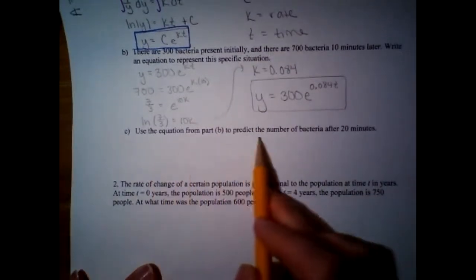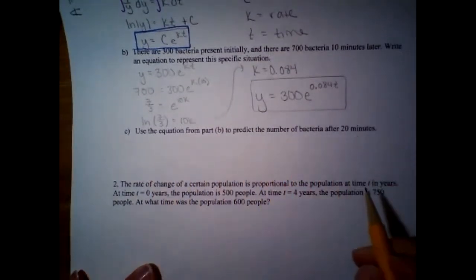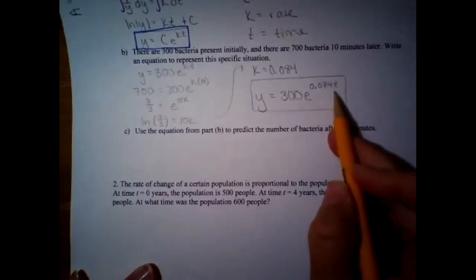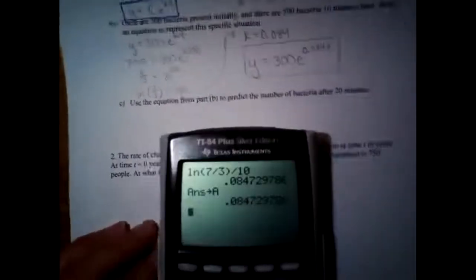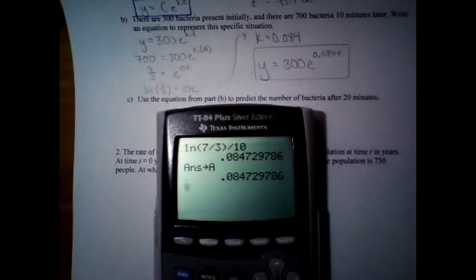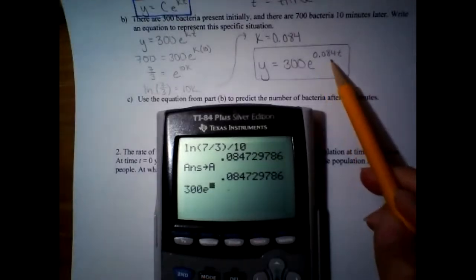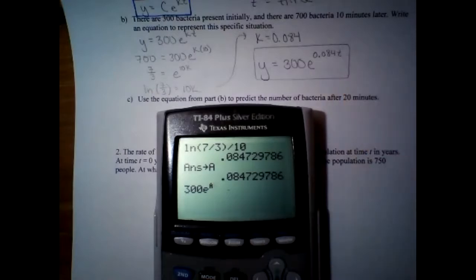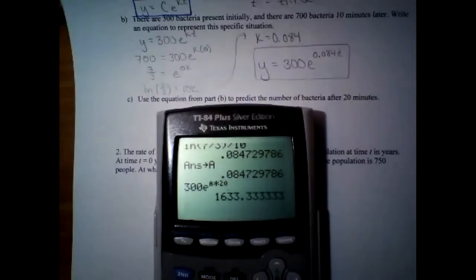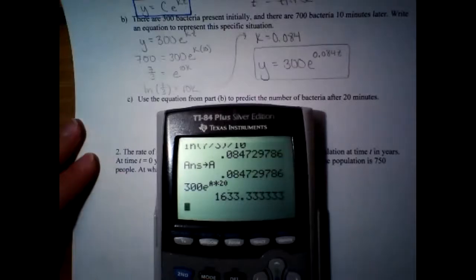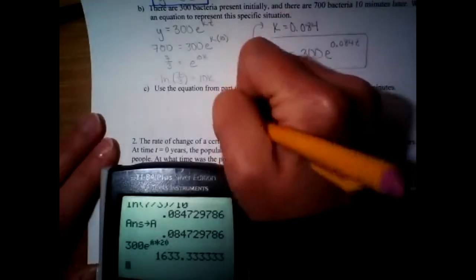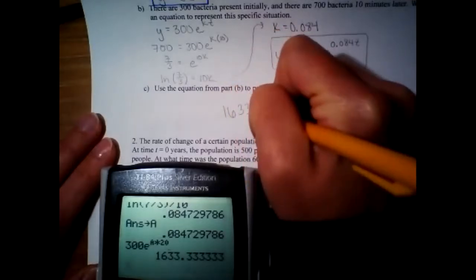So letter C says, use that equation to predict the number of bacteria after 20 minutes. All you have to do is plug in 20 for time. And we're going to use our calculator to do that, right? So it is 300 times e to the power... Now don't type 0.084. You have to do alpha A. You have to copy paste that. And then times 20 for the time. Hit enter. That'll give you your answer. So 1,633 and a third bacteria. We can have a fraction of a bacteria, right? I'm not going to feel sad about chopping them into pieces.